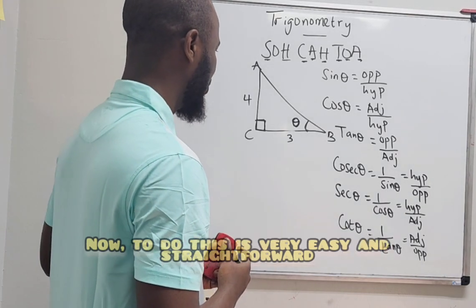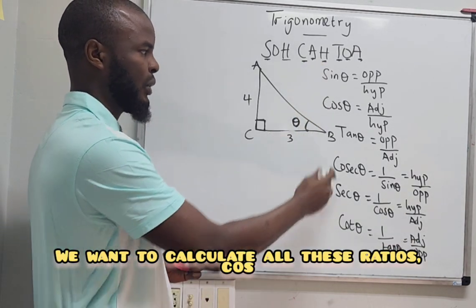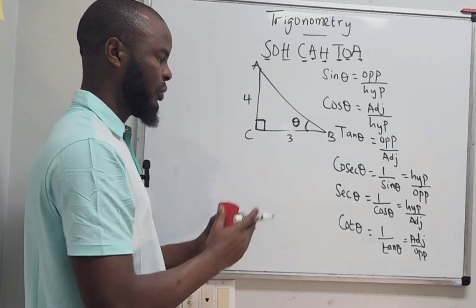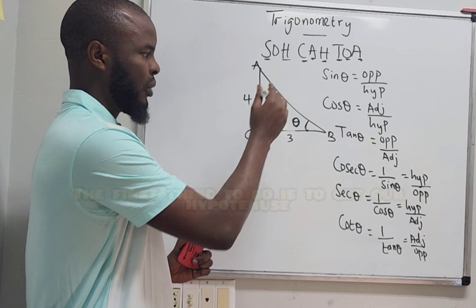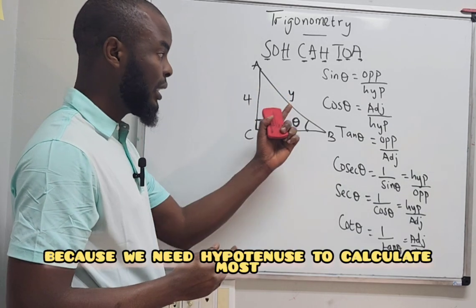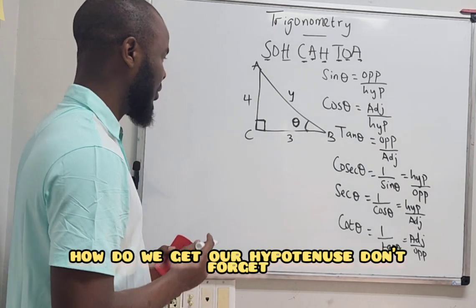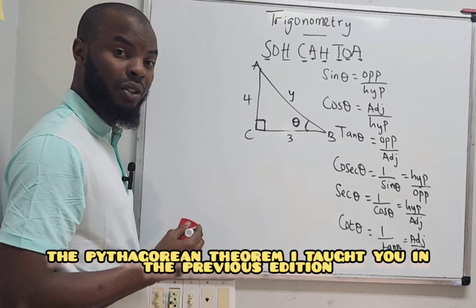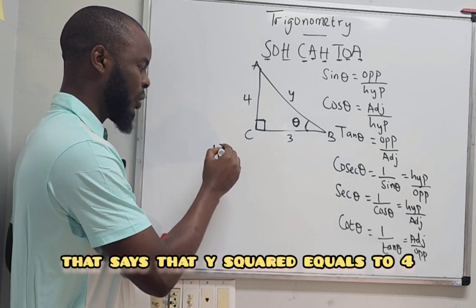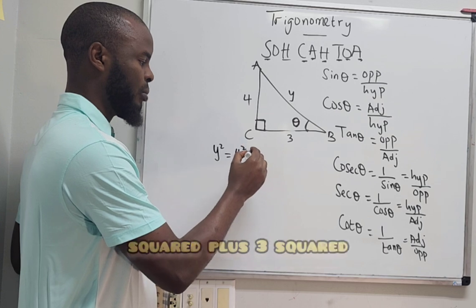To do this is very easy and straightforward. We want to calculate all these ratios: cos theta, sin theta, tan theta, cosec theta, using this approach. The first thing to do is to get our hypotenuse, because we need hypotenuse to calculate most of these things. Now, how do we get our hypotenuse? Don't forget the Pythagorean theorem I taught you in the previous edition that says y squared equals 4 squared plus 3 squared.